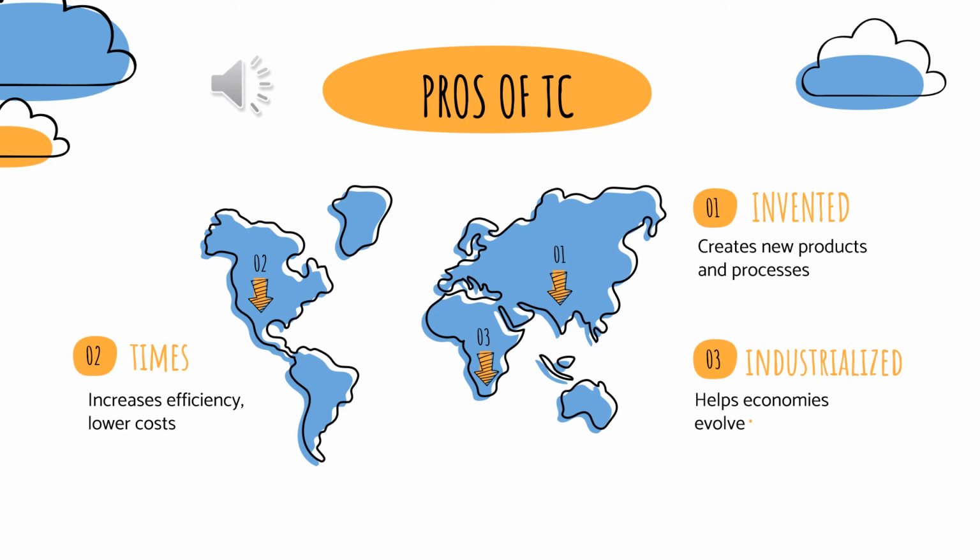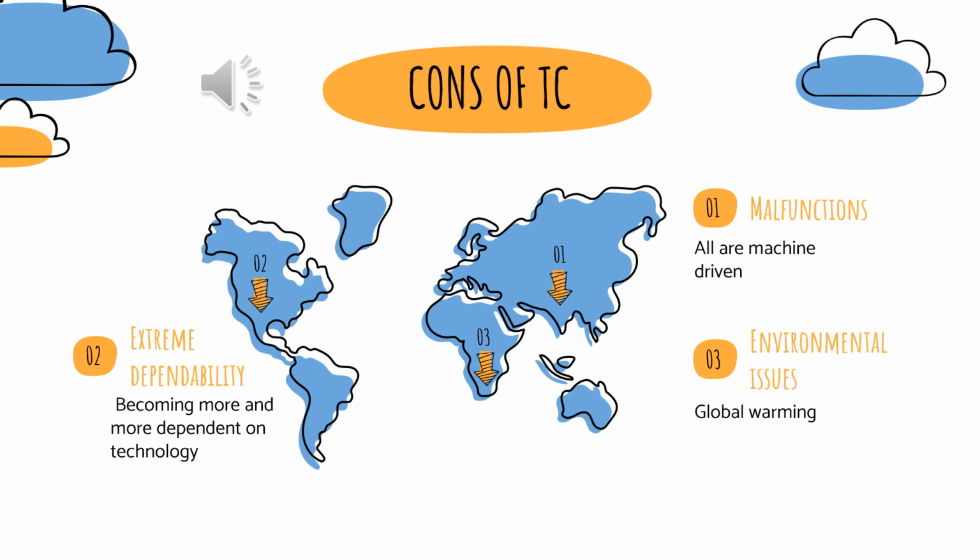Secondly, increased efficiency and lower costs. Technology makes it possible to perform everyday tasks faster and with less energy on our part. For instance, some people have a robot vacuum cleaner. Instead of spending 30 minutes vacuuming, they push a button and go do something else. That's efficiency. Thirdly, it helps economies evolve. People are able to increase the ways in which they create wealth. When one technology change occurs, it changes how we live.